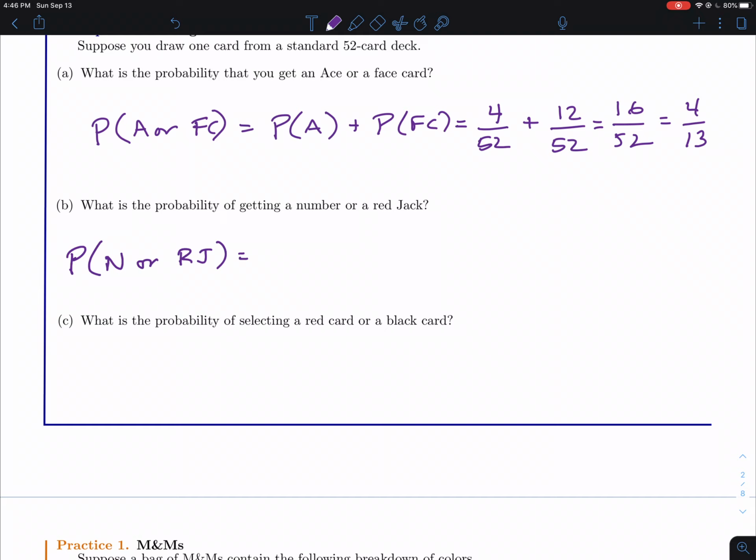So in this case, since there's 13 hearts and 13 diamonds, that means there's 26 total red cards, and similarly there's 26 black cards. Sorry, I was looking at the wrong thing. We're looking at number cards. So we want to know the probability of the numbers, plus the probability of a red jack.